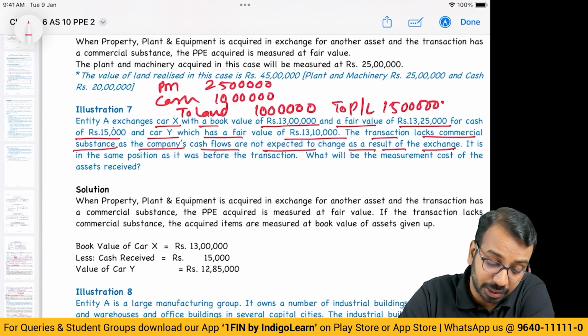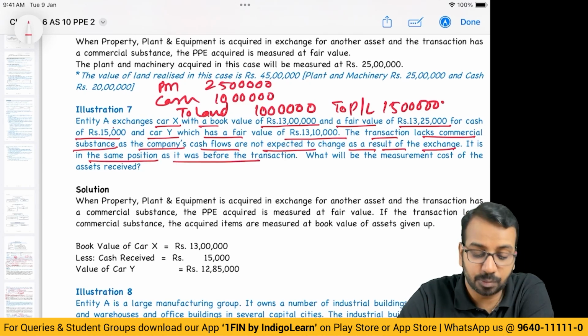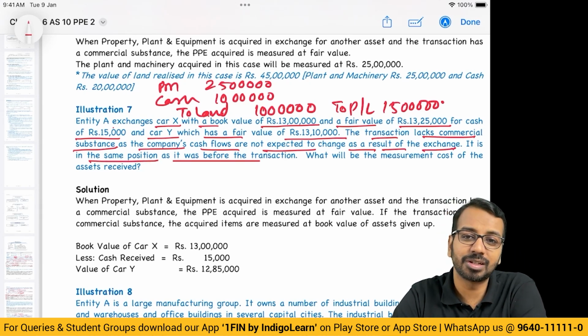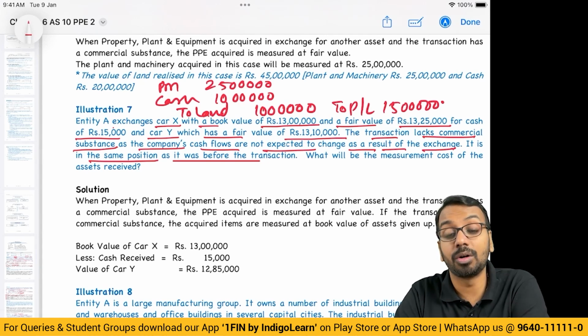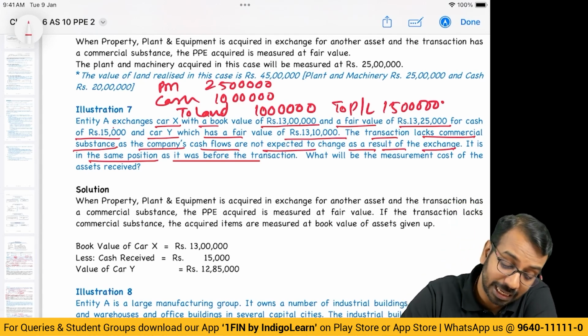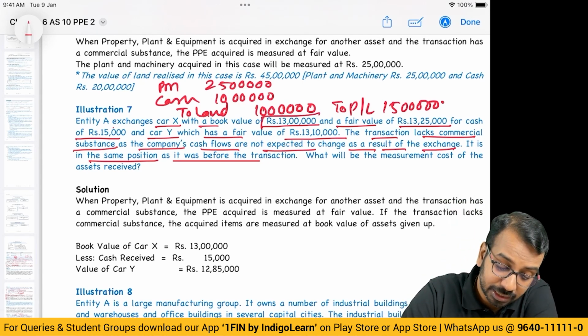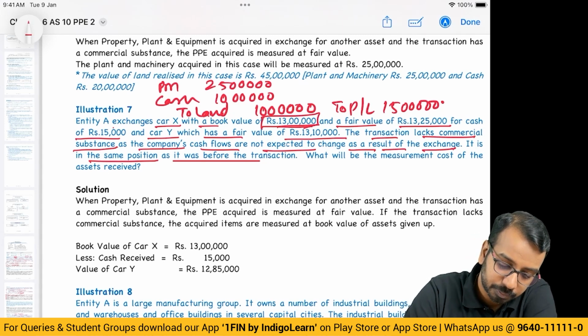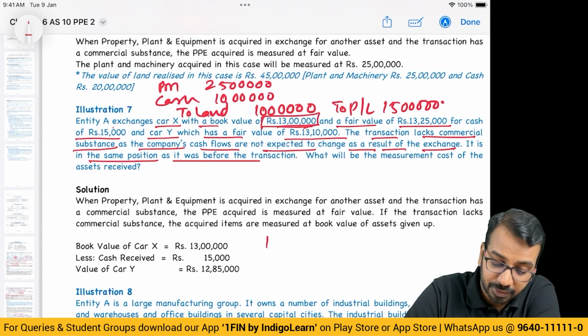as a result of the exchange. It is in the same position as it was before. Now, whenever there is no commercial substance, what do we use? We use the carrying amount of the asset given up. What is the carrying amount of the asset given up? 13 lakhs. So, the car that you have received, how do we value? We have given up 13 lakhs.